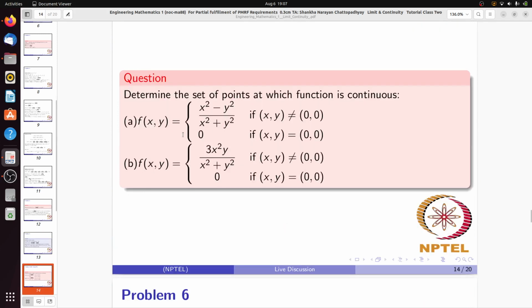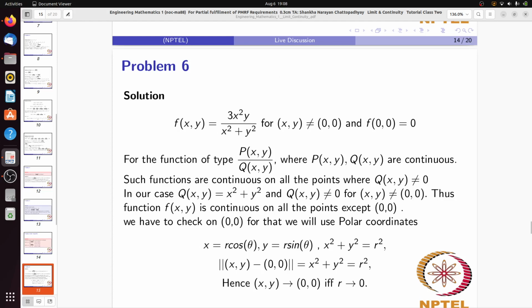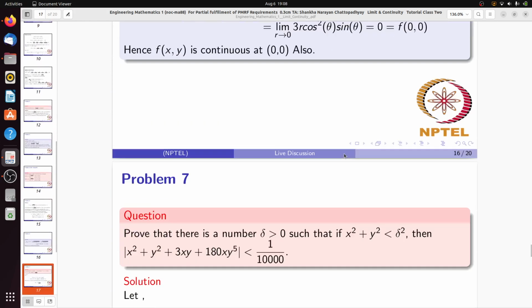So determine these questions are also easy. I have already discussed that this function is not continuous at the point (0,0), otherwise at every point it is continuous. So the set will be R2 minus (0,0). And here it is continuous on the entire R2 plane, because we will prove by using the polar coordinate transformation that f(x,y) is continuous at (0,0) also.